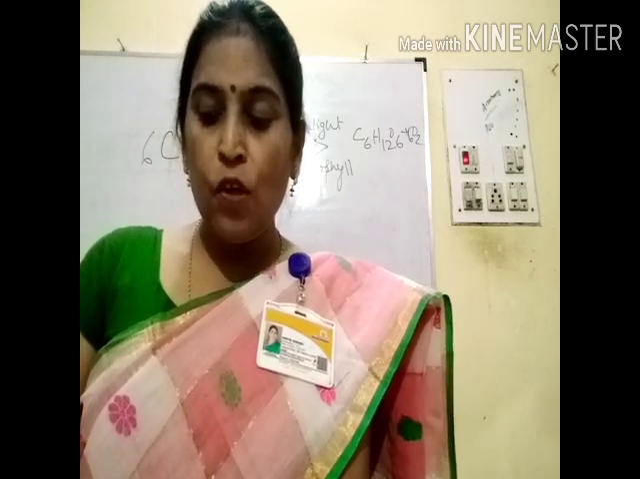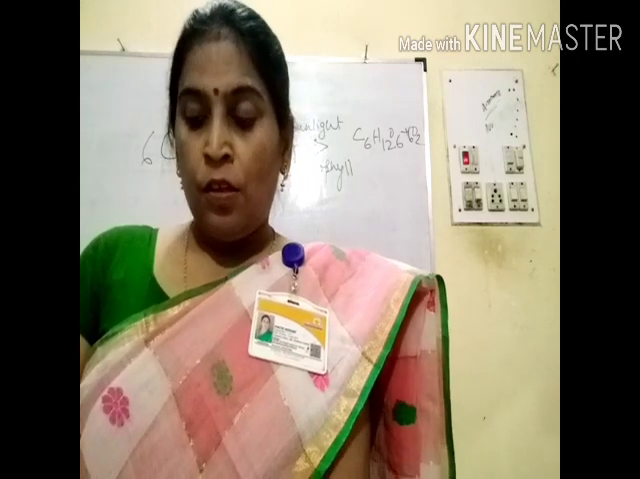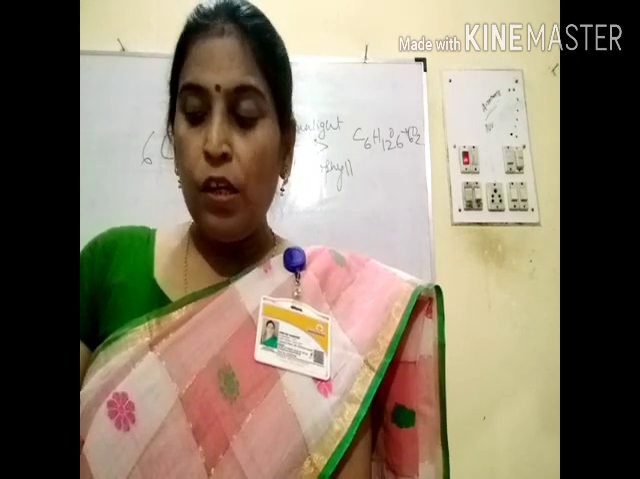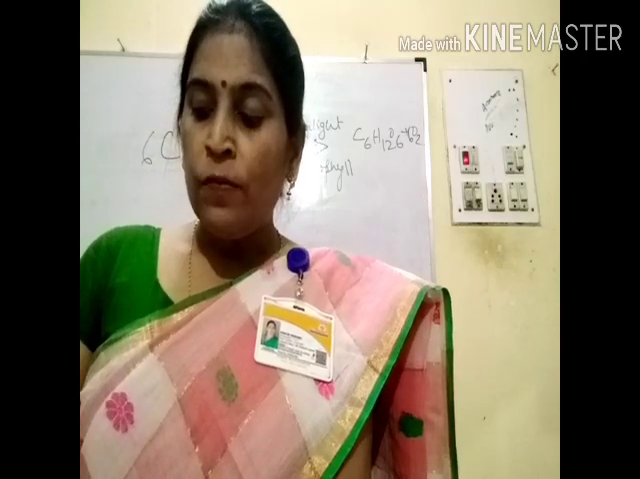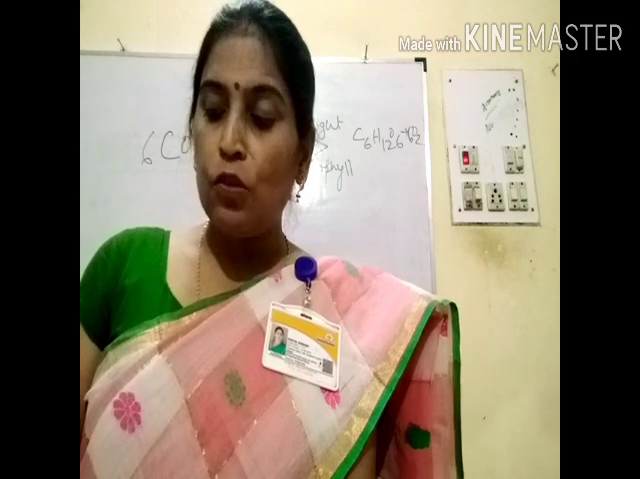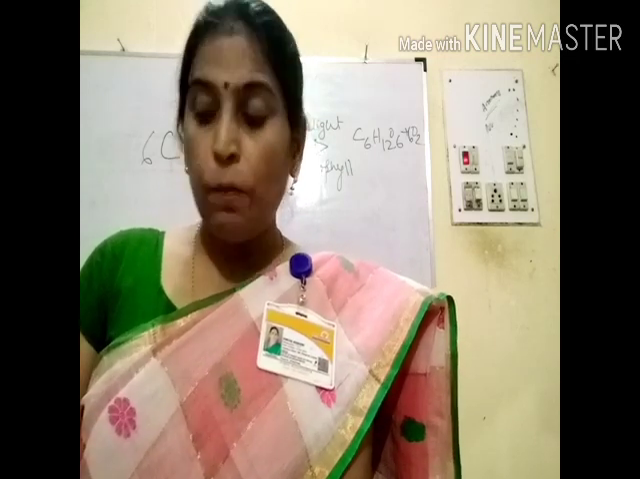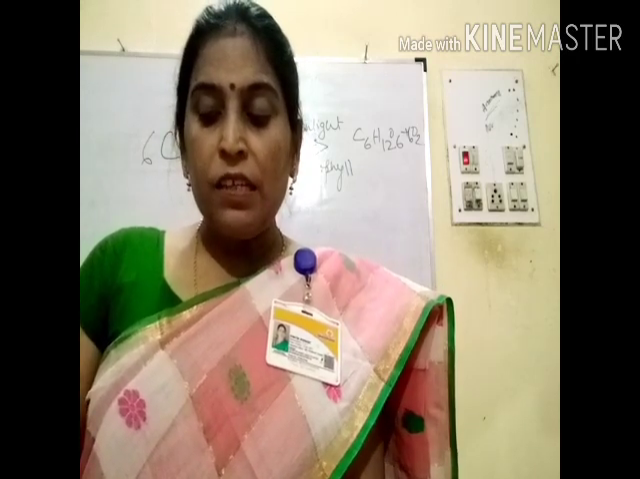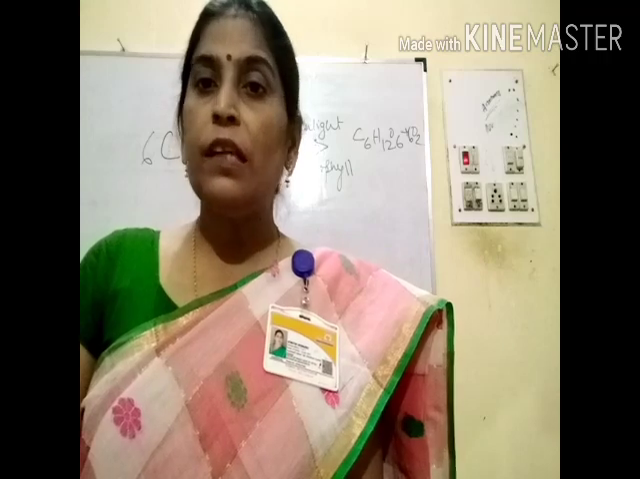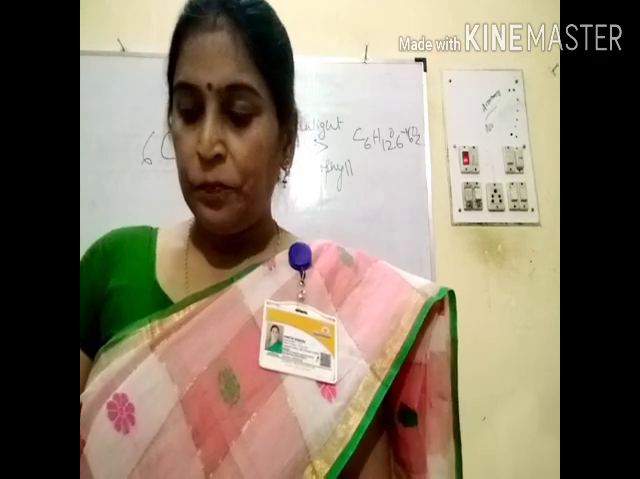Next question. Which of the following is not true about plowing? It loosens the soil, it aerates the soil, it prevents soil erosion, it allows easy penetration of roots into the soil. So the correct answer is it prevents soil erosion. That is not correct. The tilling process prevents soil erosion, not plowing.